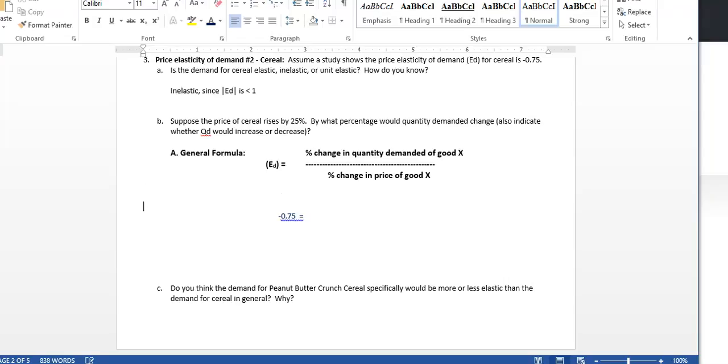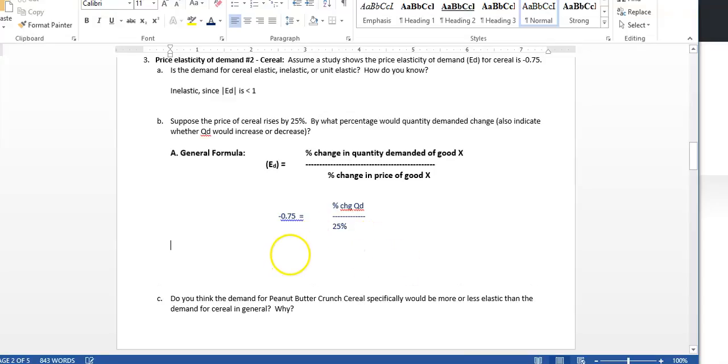And that must equal the percent change in quantity. Actually, let's move that down a little bit just to make these consistent. The percent change in quantity is what we don't know, so let's highlight that in blue. We do know the percent change in price, 25%, and let's highlight that. So something divided by 25% equals negative 0.75. Basically, we've got to rearrange this formula and solve for x.